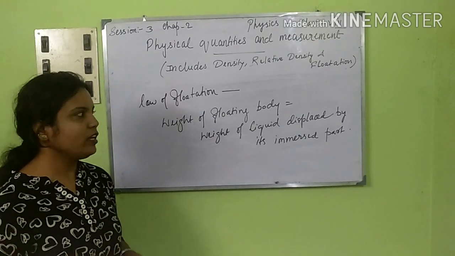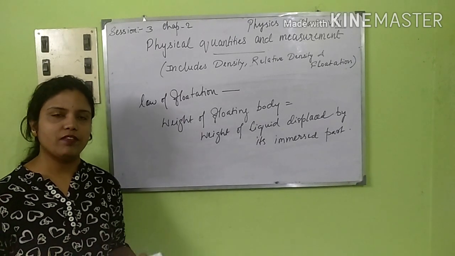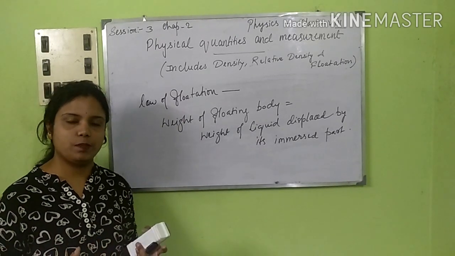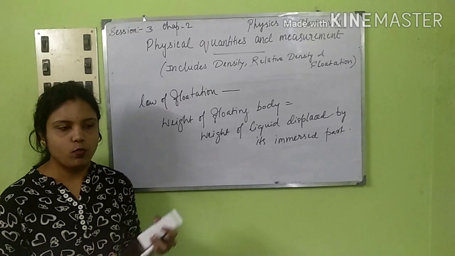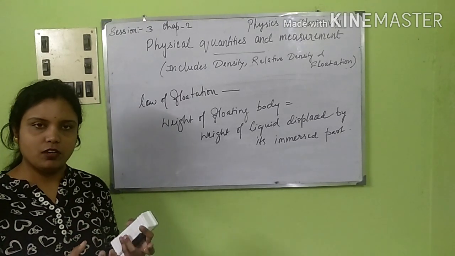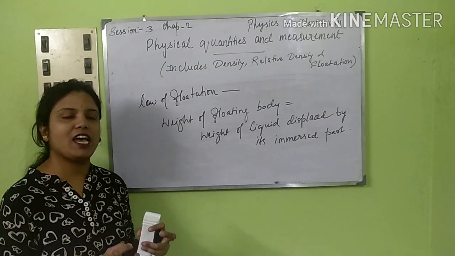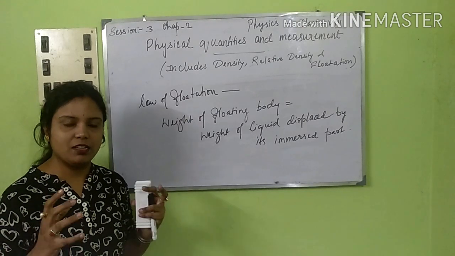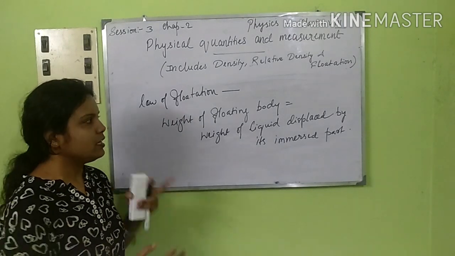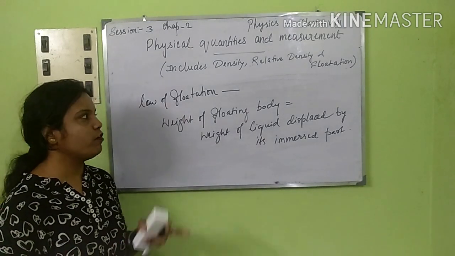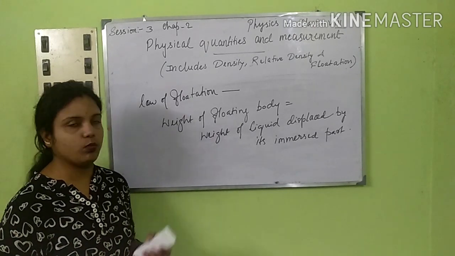As you can see, the weight of the floating body is equal to the weight of the liquid displaced by its immersed part. In other words, when a body is floating, the weight of the liquid displaced by the immersed part of the body is equal to the total weight of the body. The amount of liquid which has been replaced by the particular body has a weight equal to the total weight of the body. So this is the definition of the law of flotation, and in this case we can say that the apparent weight of the body is equal to 0.